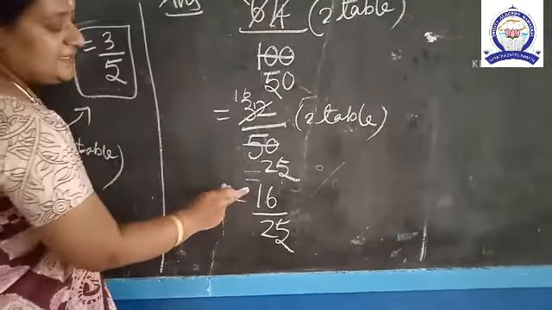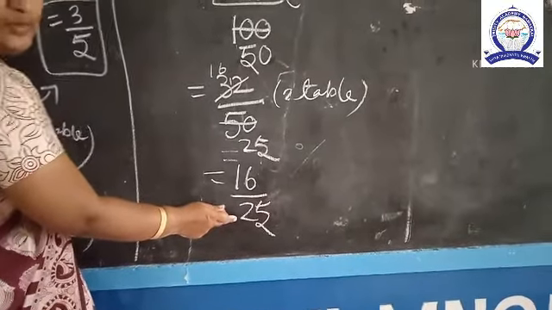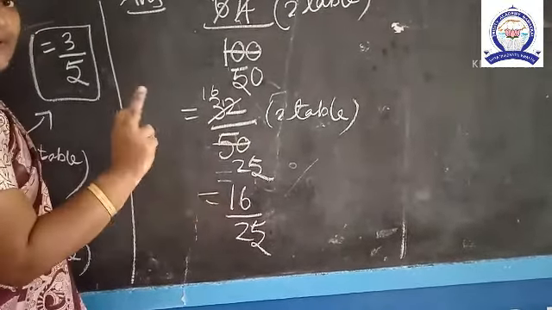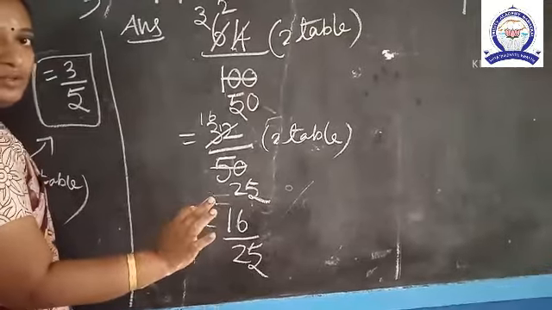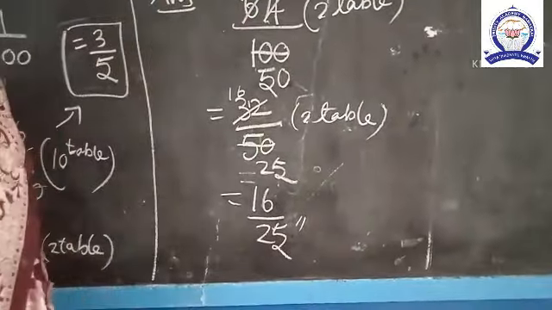Now listen. 16 is a numerator, even number. கீழ denominatorல odd number 25. So we cannot cut. ஒரே டேபிள்ல கட் பண்ணனும், ஆனா கட் பண்ண முடியாது. அப்படியே வெச்சுக்கிறோம். Okay? So your fraction form is 16 by 25. That is your answer.